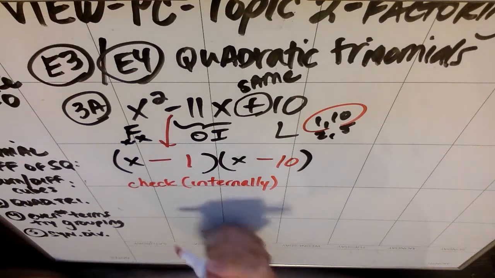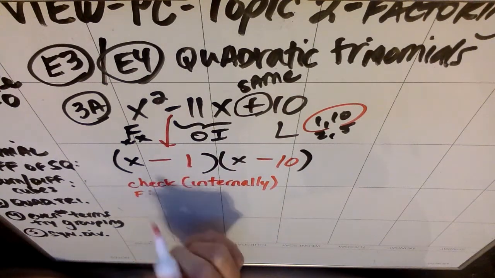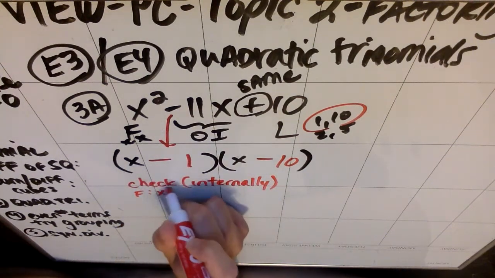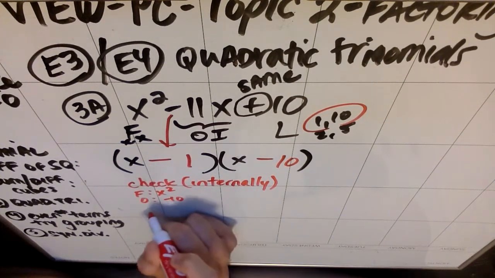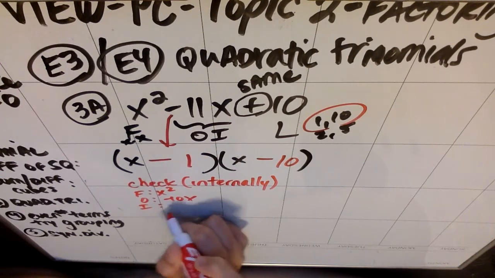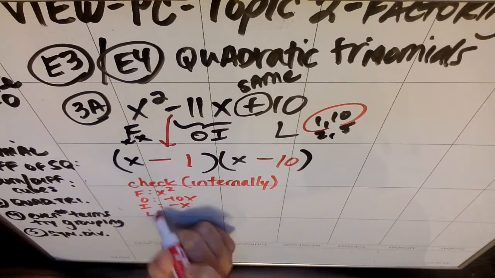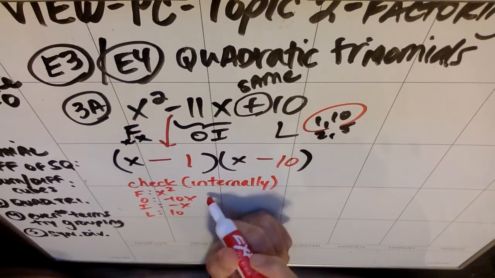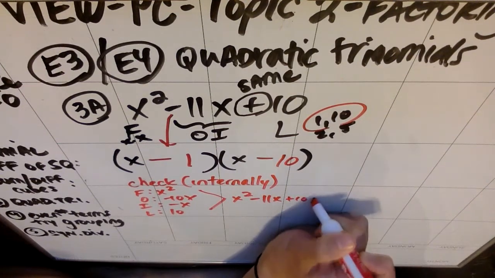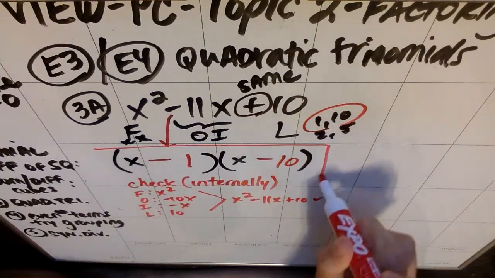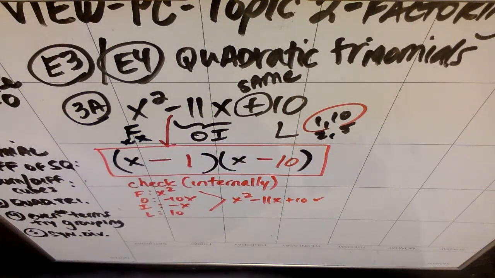Everything else goes wrong. So when I check really quickly, I check that the first is right. So first would be x times x, which is x squared, right? Outer would be a negative 10x. Inner is a negative 1x, and last is a positive 10. So sure enough, when I put these guys together, I get x squared minus 11x plus 10, which is what I was supposed to have. This is my factored answer, right?